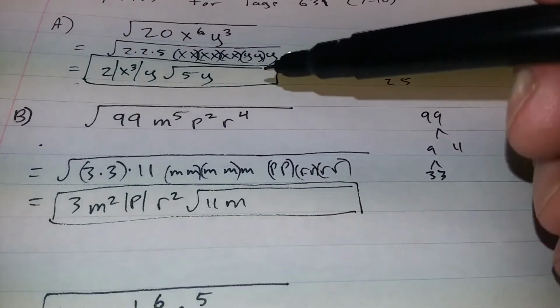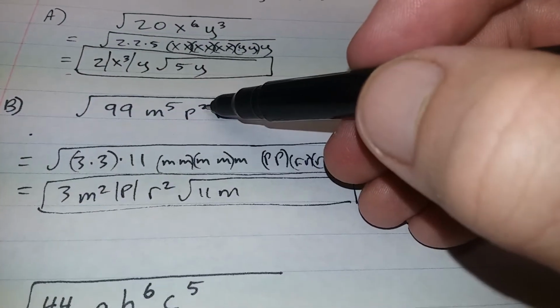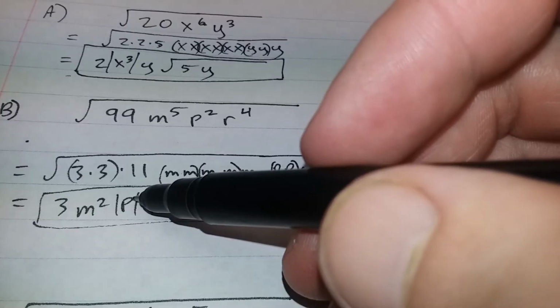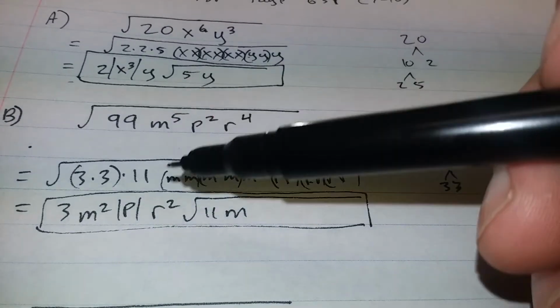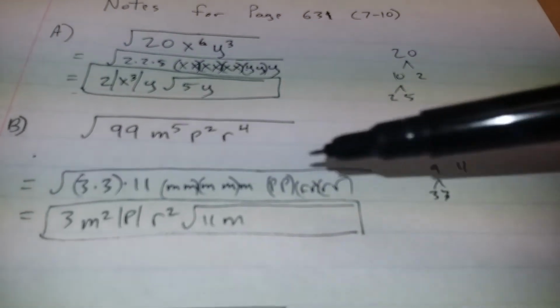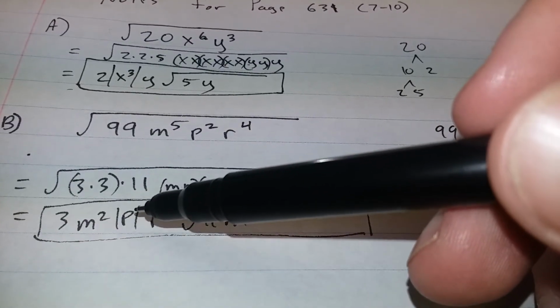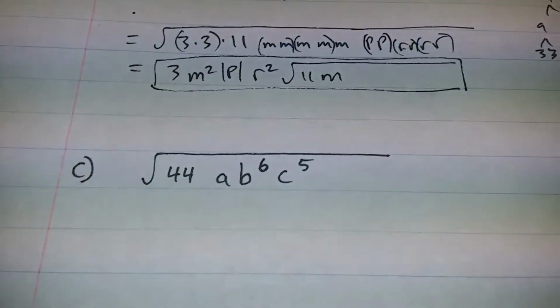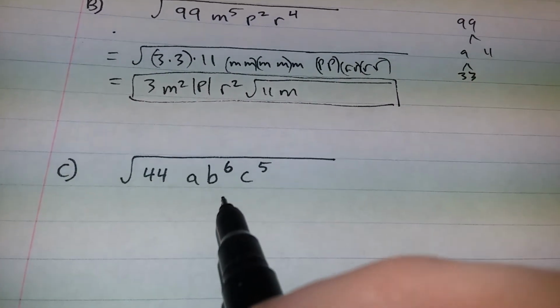Okay, notice it's only when you're going from having an even exponent under the root to having an odd exponent outside of the root that you need the absolute value signs. 2 to 1, and up here it was from 6 to 3. Okay, let's see if it happens down here.